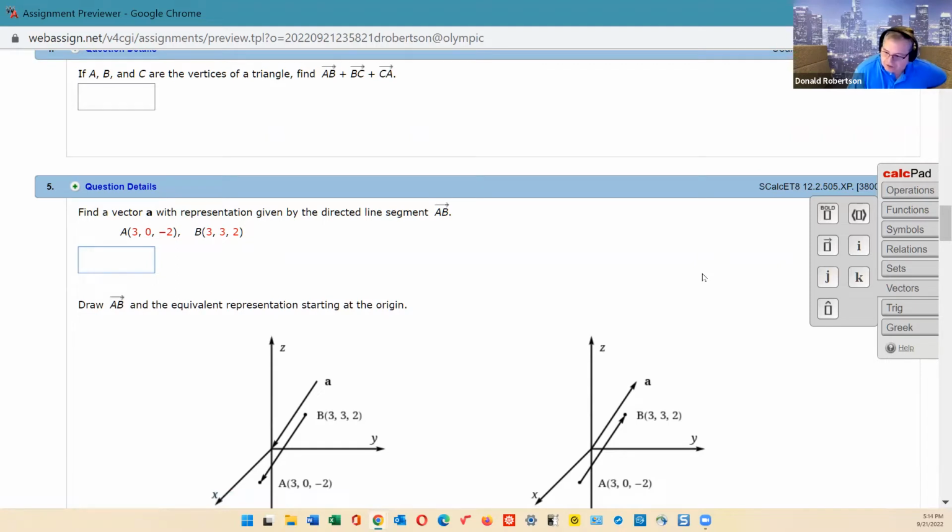Any questions so far? So if I gave you the coordinates of 2 points in 3D space, are you comfortable you'd be able to find the vector joining A to B? Okay, let's move on then.